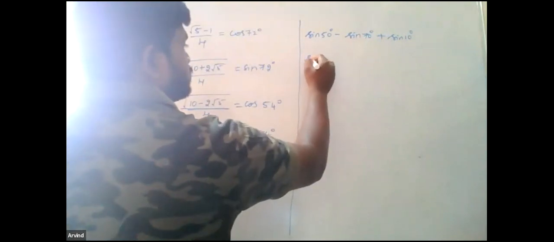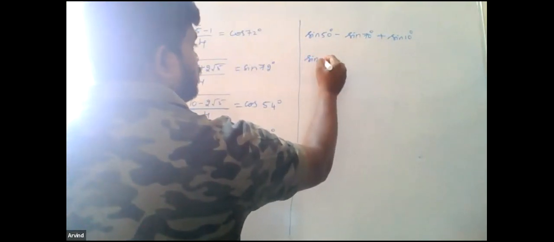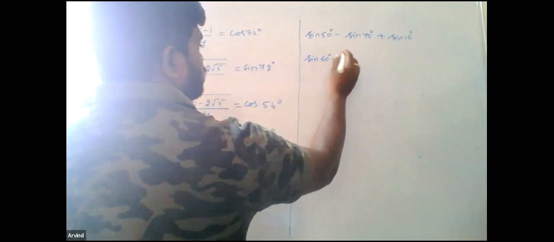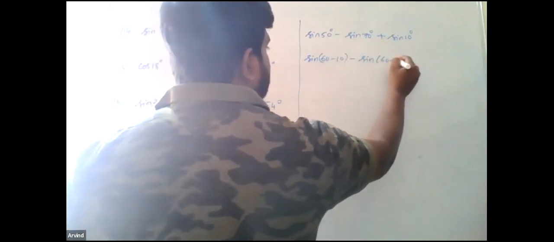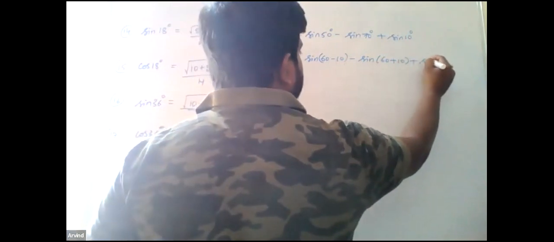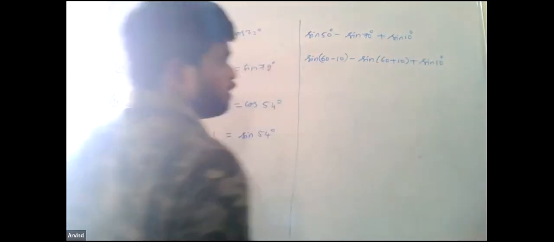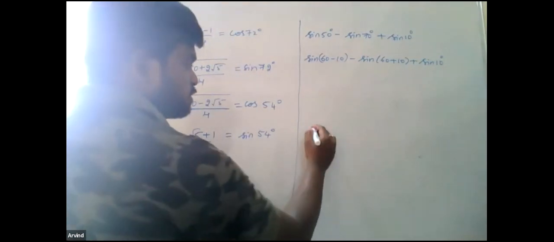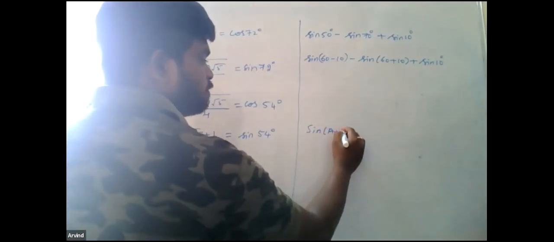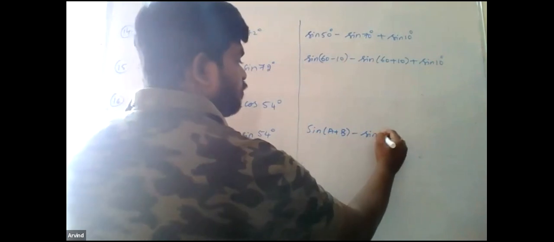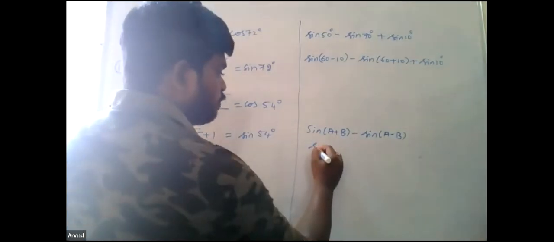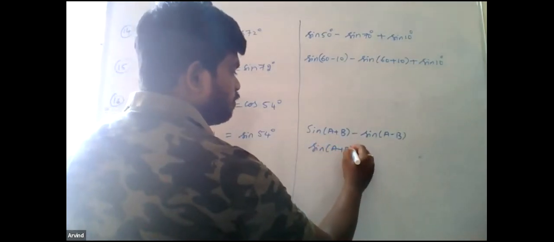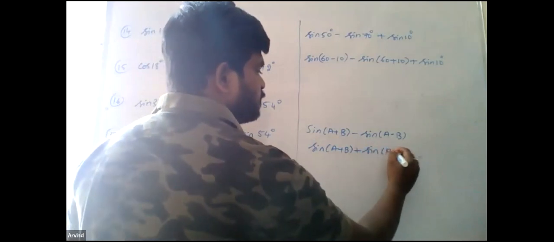This can be written as sine of 60 minus 10, minus sine of 60 plus 10, plus sine 10. I hope you guys know these formulas. Sine of A plus B minus sine of A minus B. There are a few formulas for this. Sine of A plus B minus sine of A minus B. Sine of A plus B plus sine of A minus B.